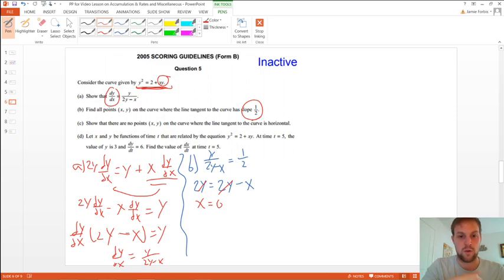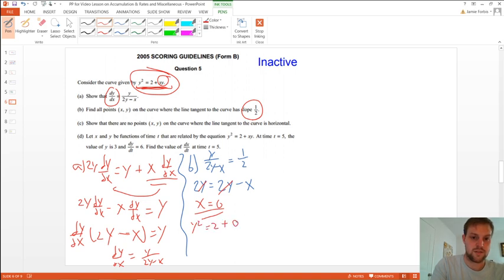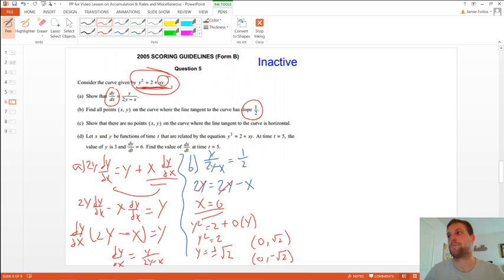Now to figure out the corresponding y values, I can just take this term and plug it back into my original function and solve for y, right? So I can say that y squared equals 2 plus 0y. And solving for that, we get y squared equals 2, or y equals plus or minus the square root of 2. So it looks like there are 2 points whenever we have a tangent slope of 1/2. That's going to be at 0 comma square root of 2 and 0 comma negative square root of 2. There you go.